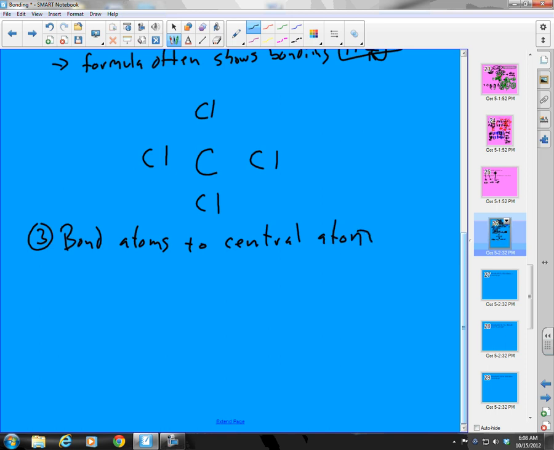Remember, that line means 2 electrons, right? So let's put a bond here, here, here, and a bond there. Great. Now, for a complete octet.